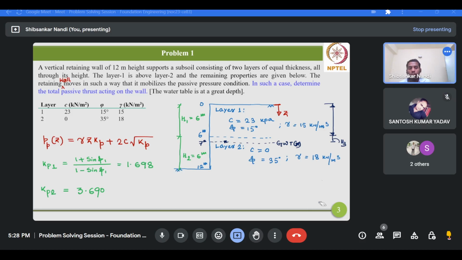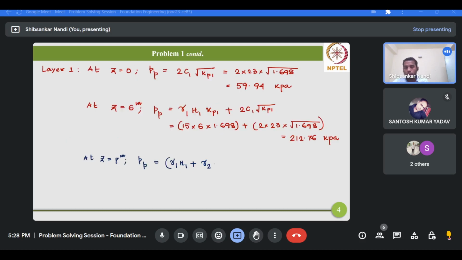Okay, so this is for when there is a water table in layer 2. However, for the present problem, there is no water table, so we will not consider this level separately. For the sake of calculation, we have divided, or we have considered two additional variables called h1 and h2. So this will be for the water table case.